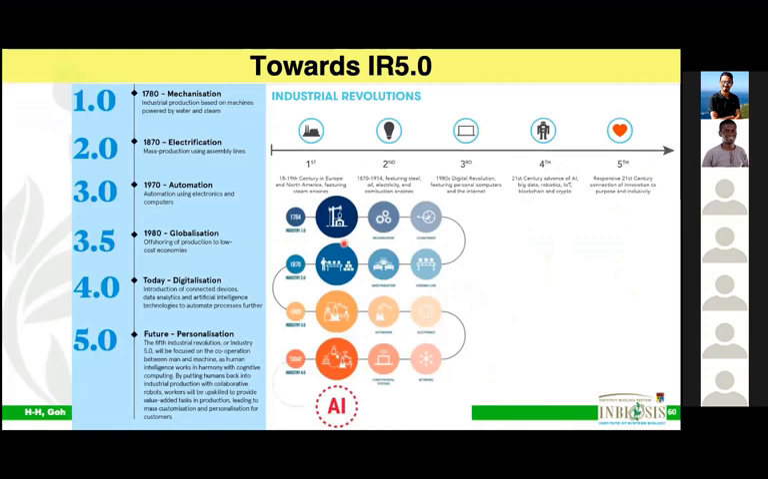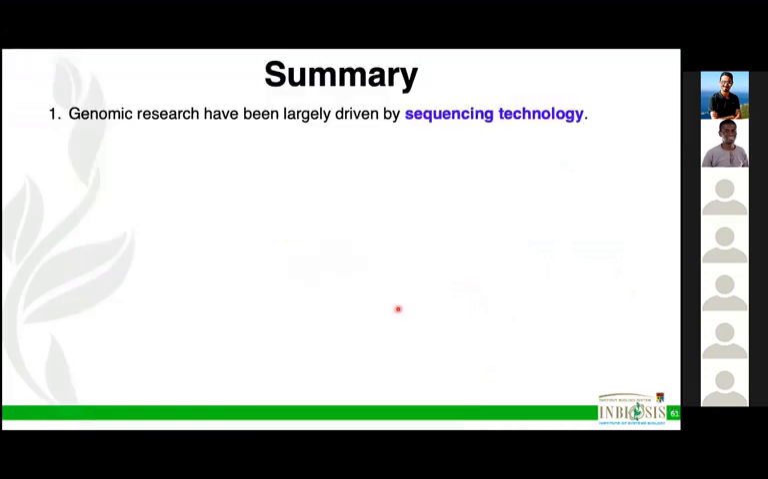So now we are moving towards Industrial Revolution 5. What does it mean? It goes toward personalization. Everything is precision personalization. Industrial Revolution 4, the fourth one, is all about automation and digitalization. Now it's about smart, precise, using AI.